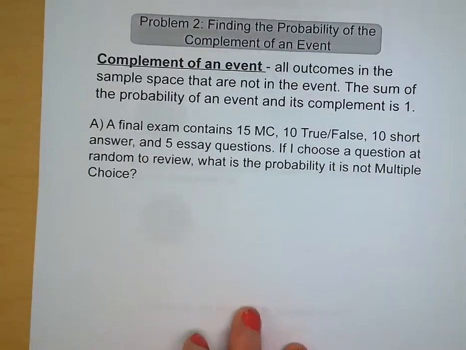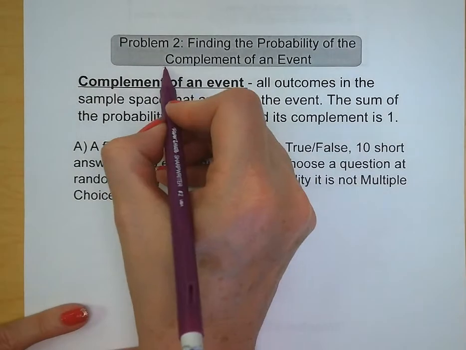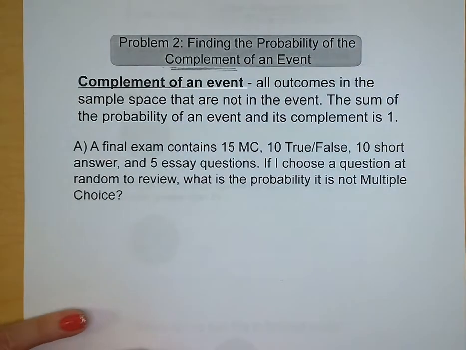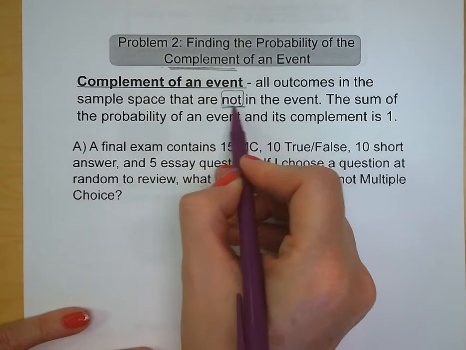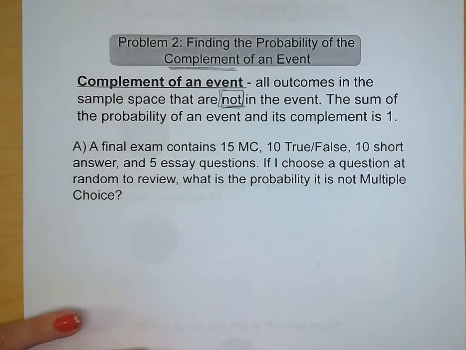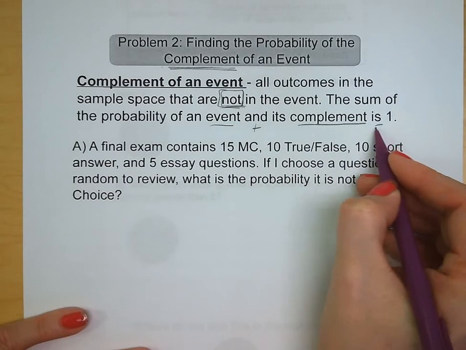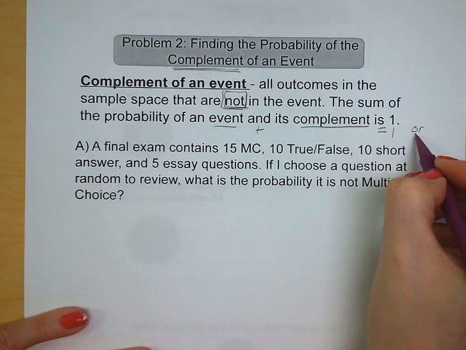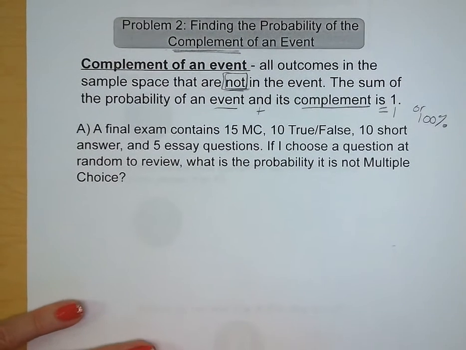All right, problem number 2, finding the probability of the complement of an event. So the complement of an event is all the outcomes in the sample space that are not what we are looking for. So the sum of the probability of an event and its complement is going to be 1, or 100%. That would account for every possible option.